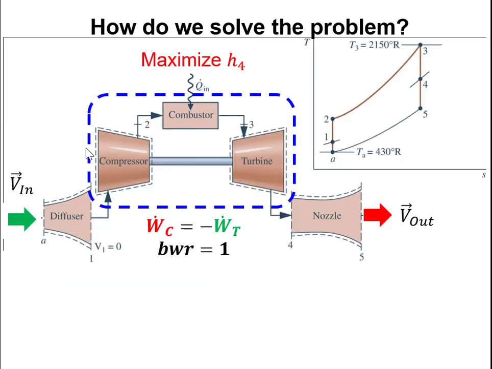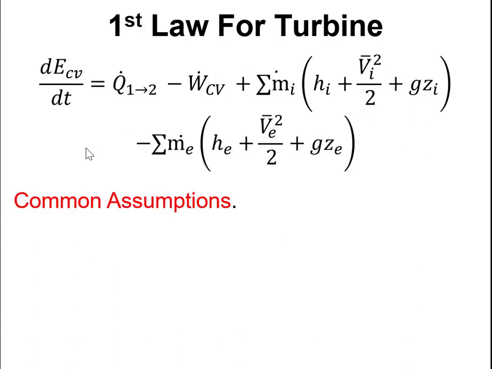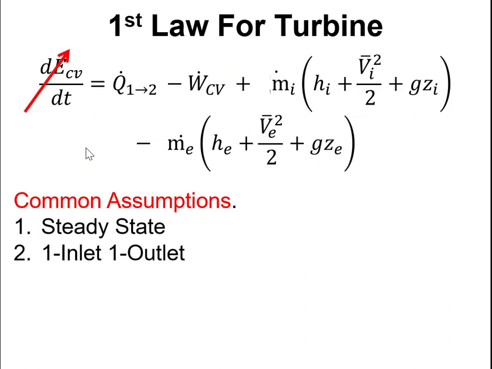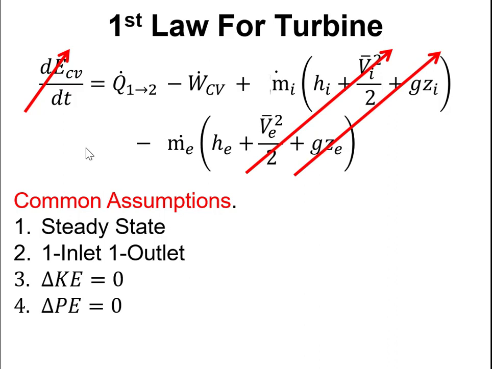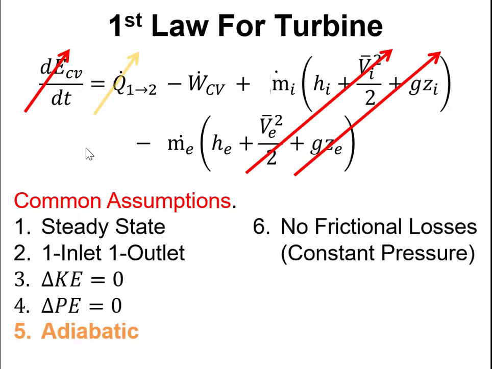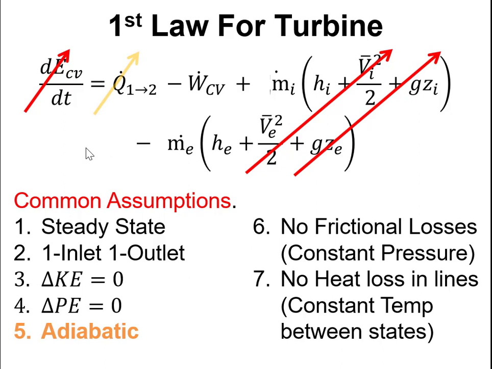So after I've moved through my combustor, I can solve my turbine. It's important to remember here, this is where we use the fact that I'm only running the turbine in my Brayton cycle so that I can run the compressor. Common assumptions here are that we're at steady state, 1 inlet, 1 outlet, no change in kinetic energy, no change in potential energy, and that the system is adiabatic with no friction losses or heat losses.